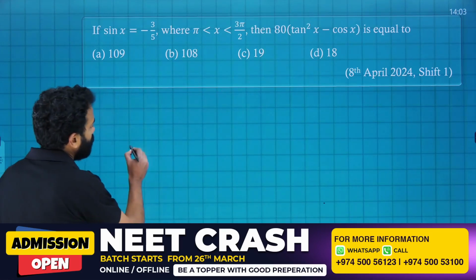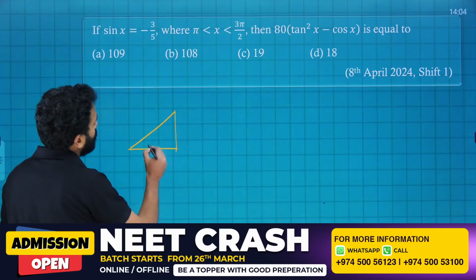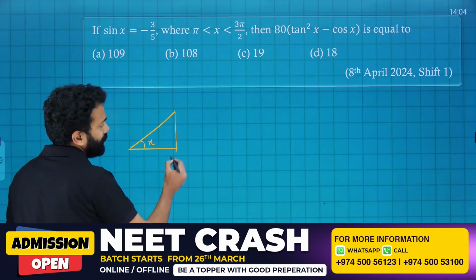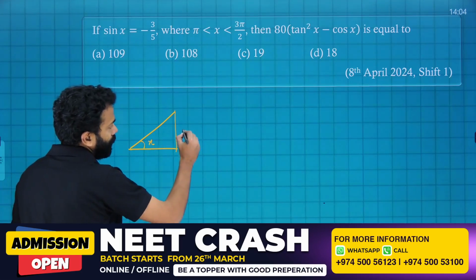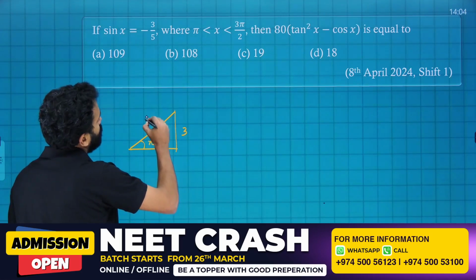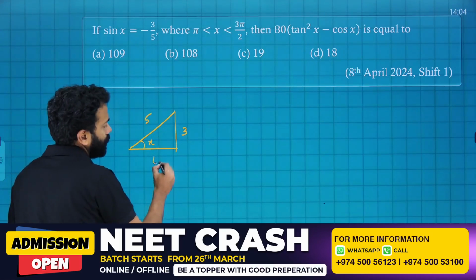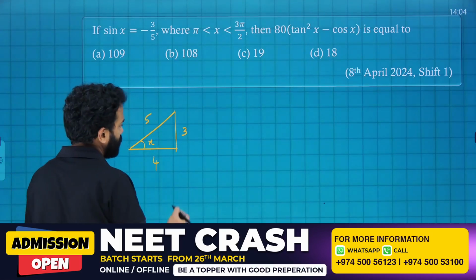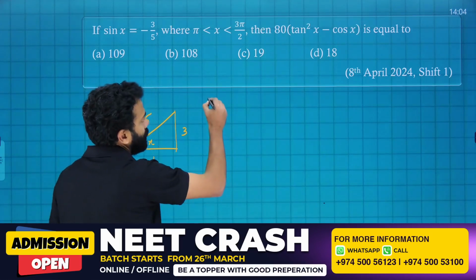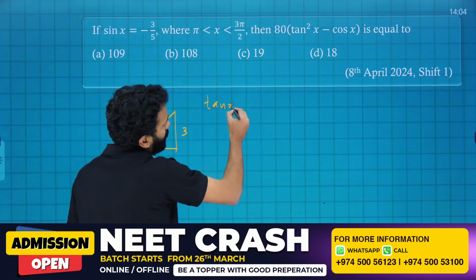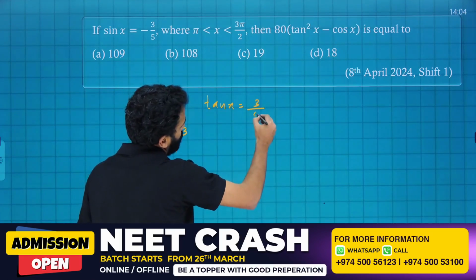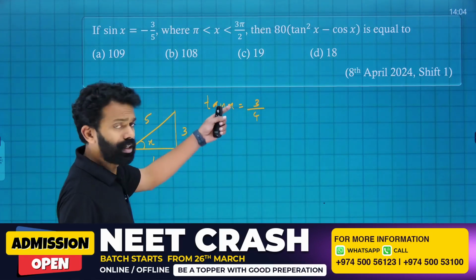That we can complete by a triangle. We can take this angle as x. If sin x is equal to 3 by 5, the corresponding sides will be like this, and here the side will be 4 using Pythagoras theorem. So what will be tan x? Tan x will be equal to 3 by 4. The sign will be positive, since it lies in the third quadrant.